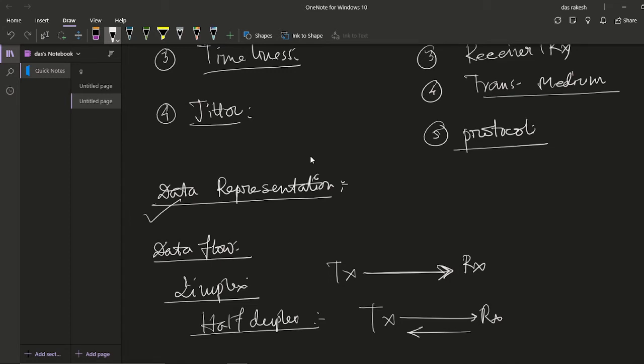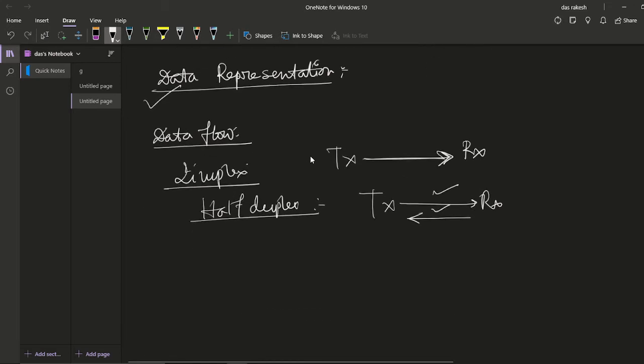at another time. So in half duplex, each station can both transmit and receive, but not at the same time. These are first and second, dependent, but not at the same time. That's why it is known as half duplex.